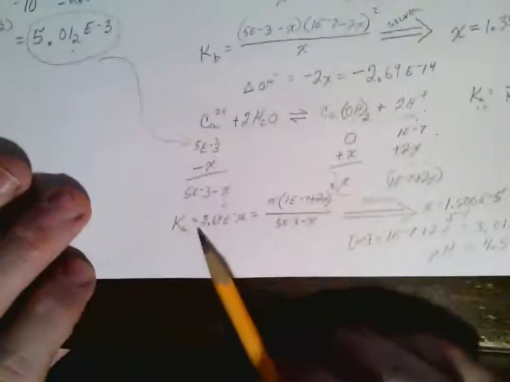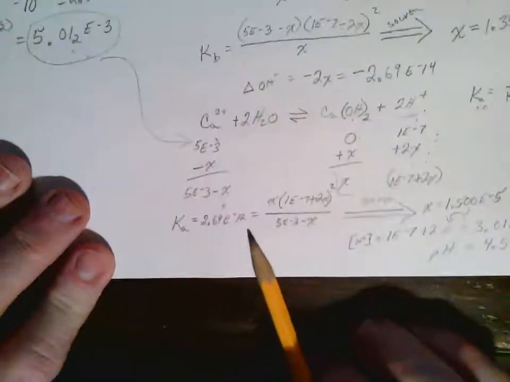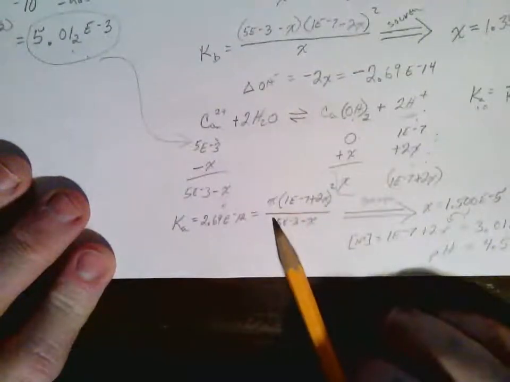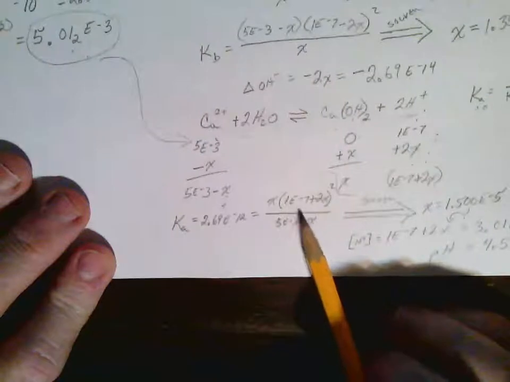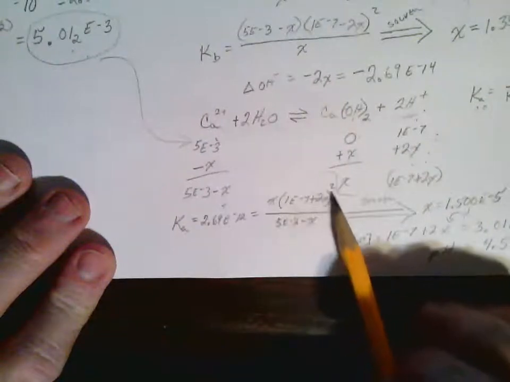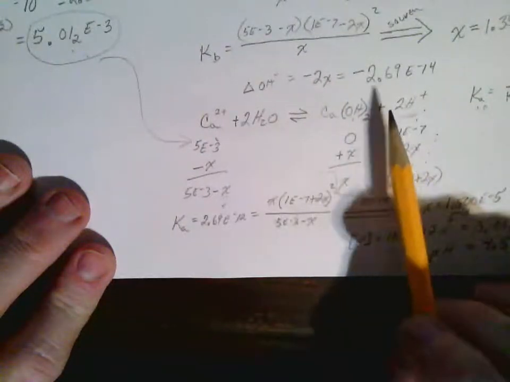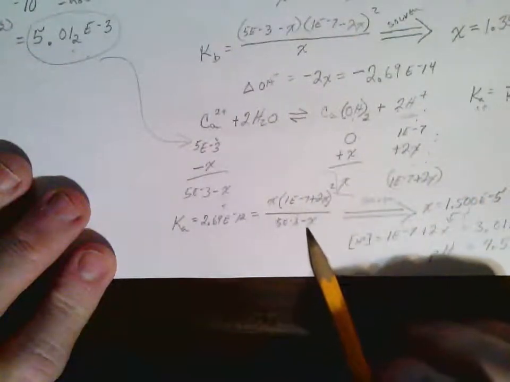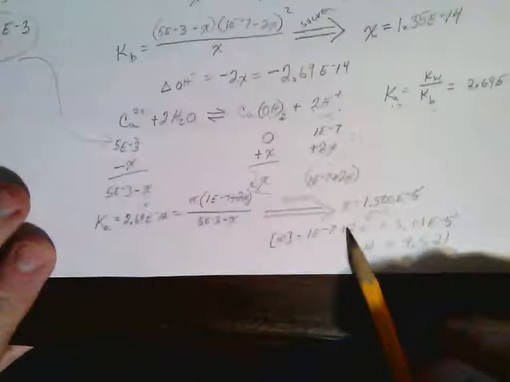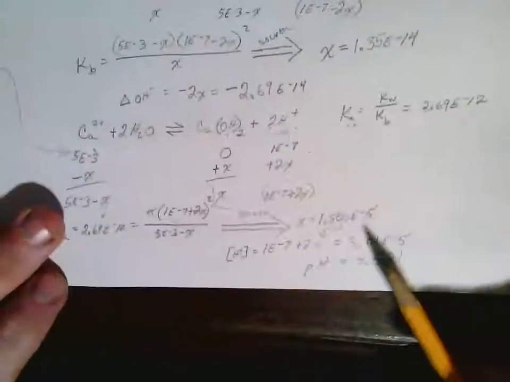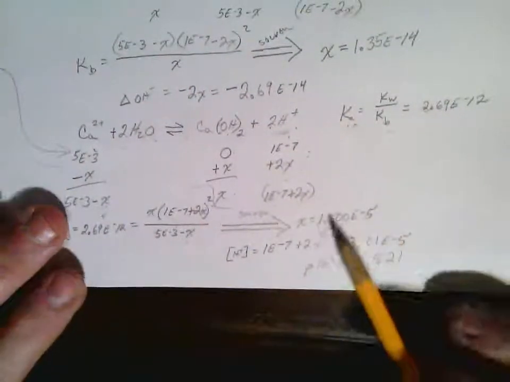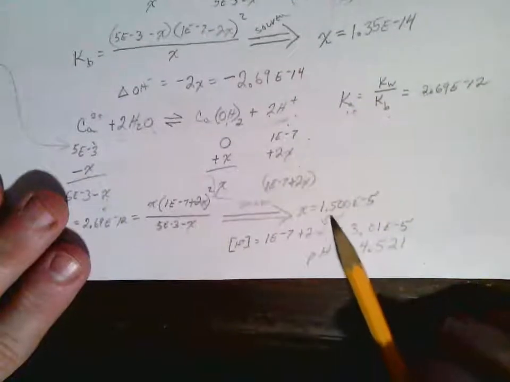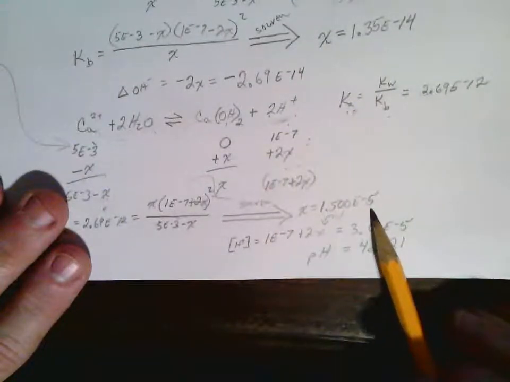Here's my Ka expression, 2.69e negative 12, equals X for the calcium hydroxide. The H plus expression does need to be squared because of the coefficient of 2 on it. Divide by 5e negative 3 minus X. I put that in my solver, and I did end up with a rational answer this time. X equals 1.5e negative 5.